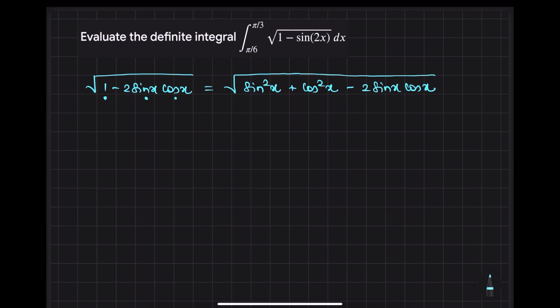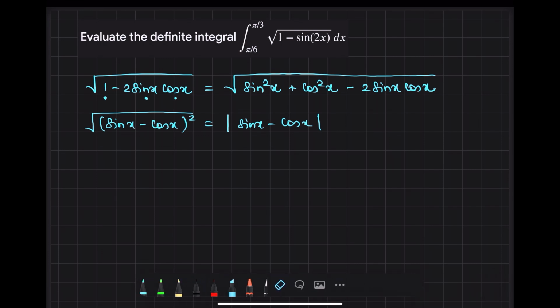Now, can I write this thing as root over sine x minus cos x whole square? Okay, right? Or also if you want to take this thing outside, you know that it will come up with plus minus sign, or we can go with modulus situation. Mod of sin x minus cos x means the question is converted into this thing.